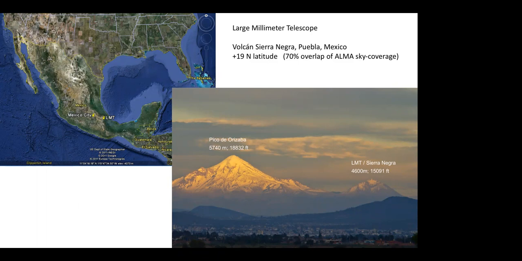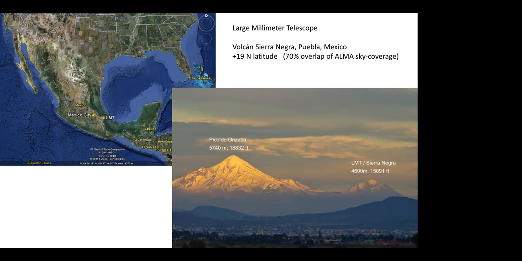The peak on the right is Sierra Negra, where our telescope is located. Actually, these two peaks define the national park. So we're inside the national park and we sort of operate the national park ourselves. The height of the mountain peak where the telescope is located is about 15,000 feet. So 15,000 feet is actually 1,000 feet above Mauna Kea, although it's 1,000 feet below the ALMA site. So it's a very high site, and we take all the precautions and advantage of the high altitude.